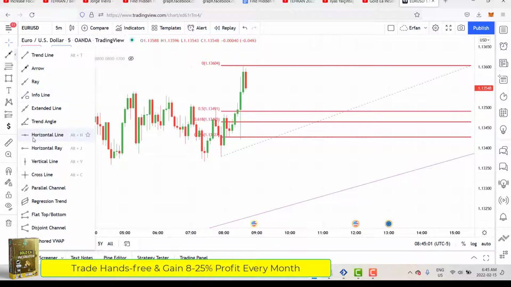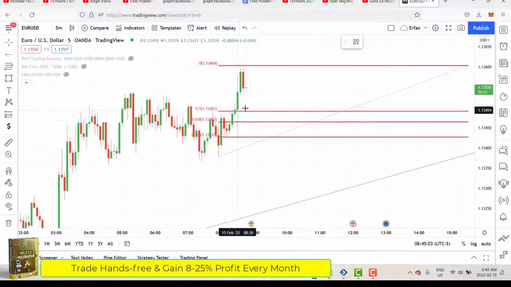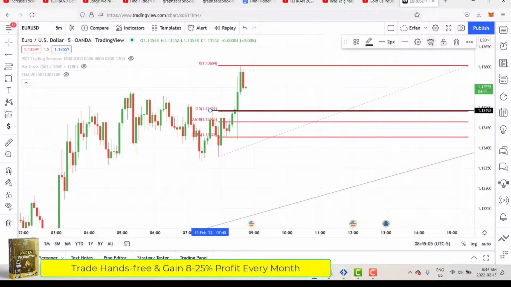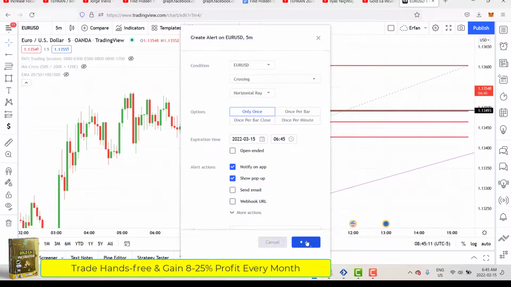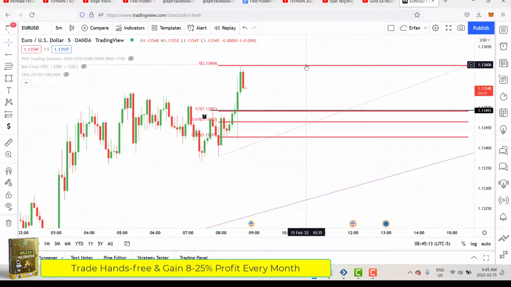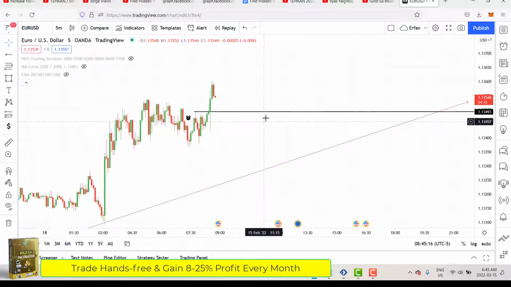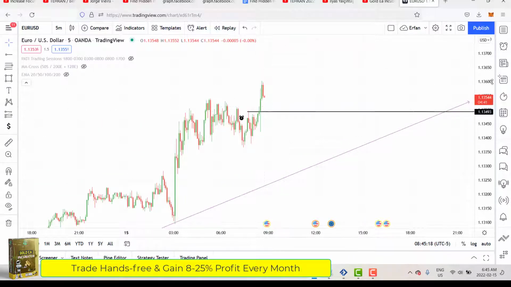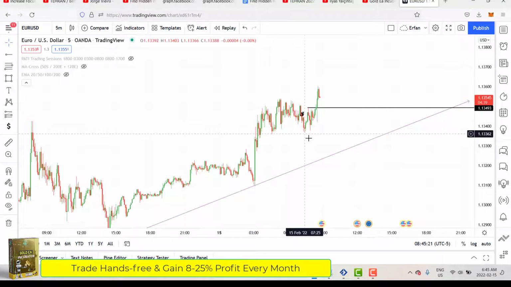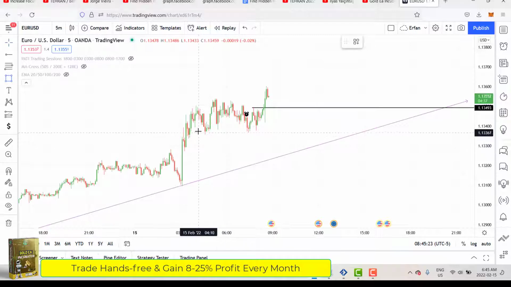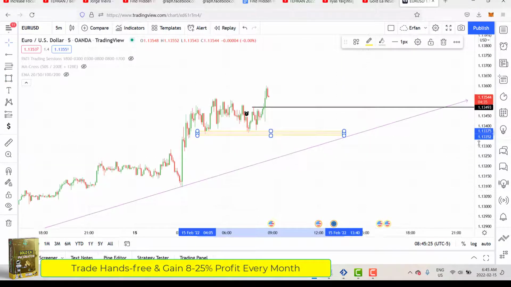I'm going to put my horizontal ray to see if it actually gives us any momentum, and then I'm going to delete this. I'm going to wait for the correction to tap into this level, and then I take my long position if it doesn't want to go further, to stop out all these buyers here, because even here we have a good support.